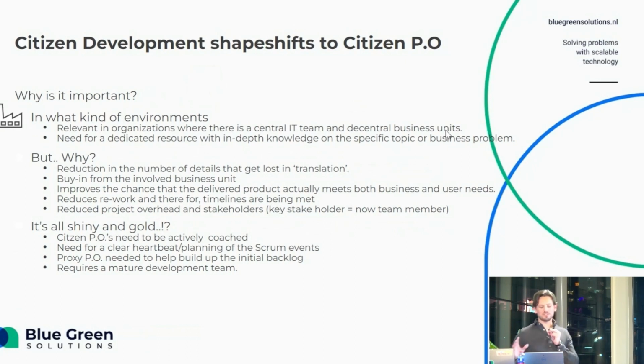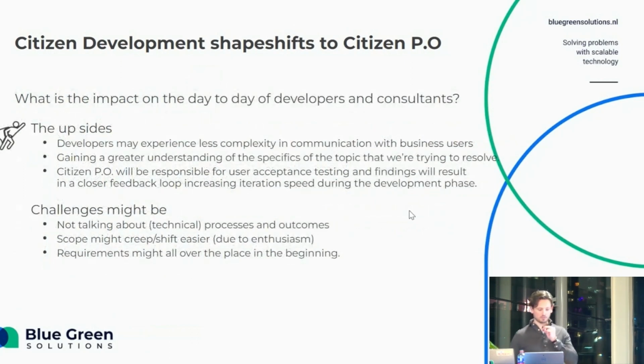Well, the citizen PO does need to be actively coached. Otherwise, you get rubbish. There needs to be a clear heartbeat in the planning. When is the review? When are you expected to deliver this? When are we going to refine, actually do a bit of backlog grooming maybe? And there's always a need for a proxy PO to help get the initial backlog going, so to say. And most of all, it requires a mature development team. So there can only be citizen POs with a mature development team. So a lot of words, sorry about that.